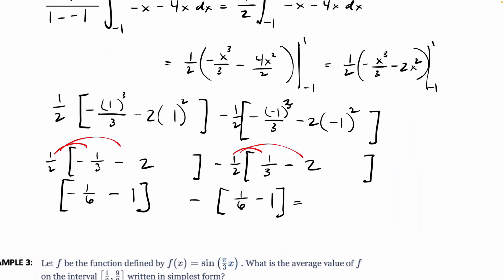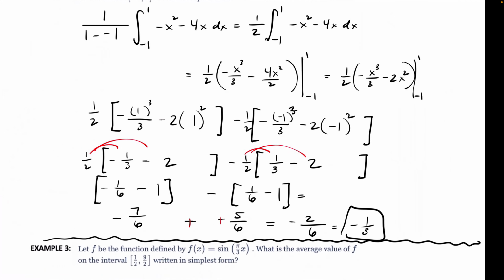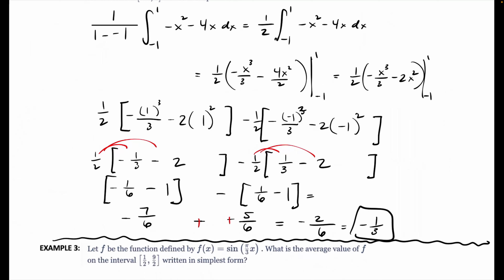So over here, we would get negative 7/6. Over here, we get negative 5/6, just subtracting fractions. Minus a negative, you get negative 2/6, which equals negative 1/3. That's how tall the rectangle would need to be. It's not going to be a very tall rectangle. It's going to go down 1/3 of a unit.